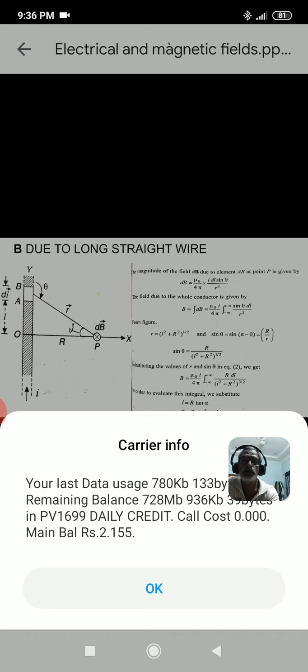Okay. So substitute these values in the above equation. We will get dB is equal to mu naught by 4 pi into integral from minus pi by 2 to pi by 2 of r square secant square alpha d alpha by r square tan square alpha plus r square whole power 3 by 2.